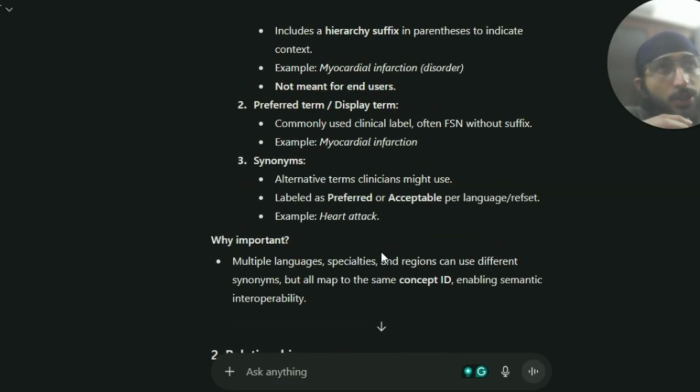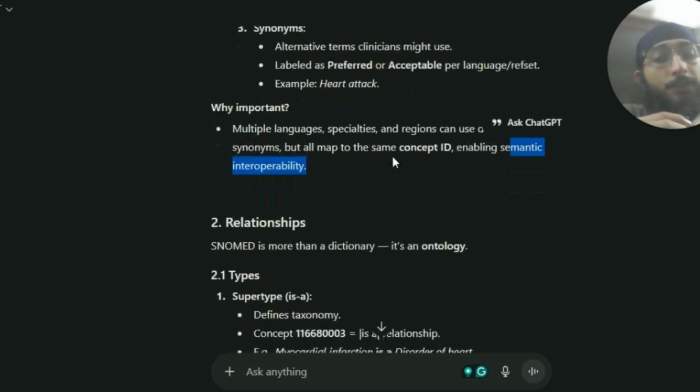That is, we can exchange information and use that information. For example, if we mention myocardial infarction to someone who does not belong to the medical field, they might not know what condition has happened to the patient. But when we say heart attack, there's a high probability that the person will definitely know what a heart attack is. So that is why it enables semantic interoperability, right?